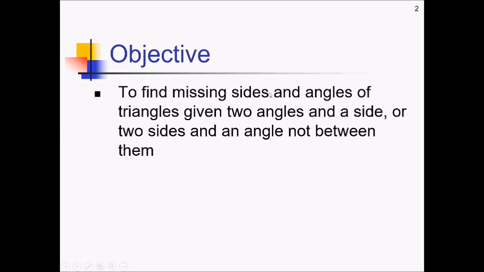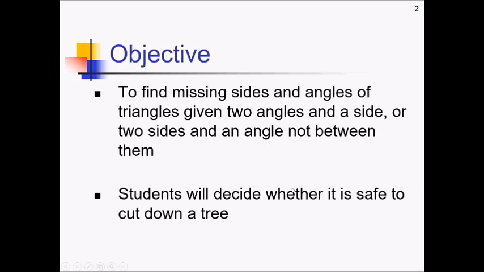In this one, we're going to find missing sides and angles of triangles if we have two angles and a side, or two sides and an angle that is not between them. And for the real-life application, we're going to decide whether it's safe to cut down a tree.